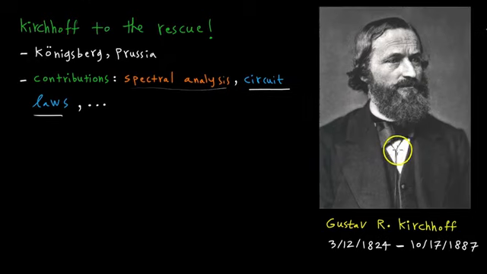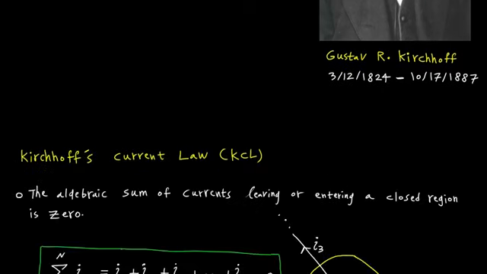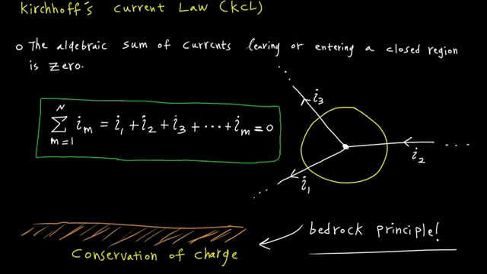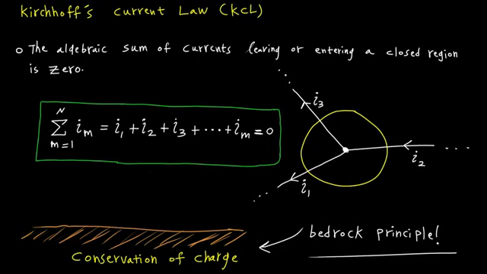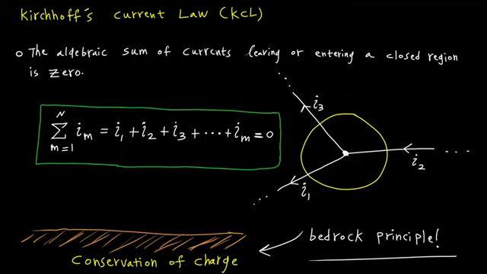Okay, so now let's move on and talk about Kirchhoff's current law, or KCL. KCL says that the algebraic sum of currents leaving or entering a closed region is 0. Or to look at that mathematically, it says that the sum of the currents from m equals 1 to n, or to write it more obviously, I1 plus I2 plus I3 plus dot dot dot plus I sub m is equal to 0.